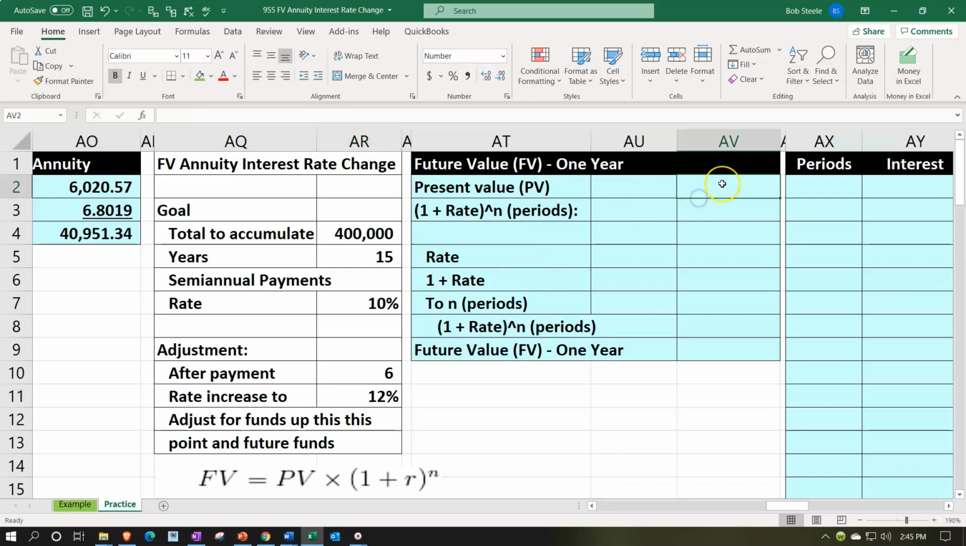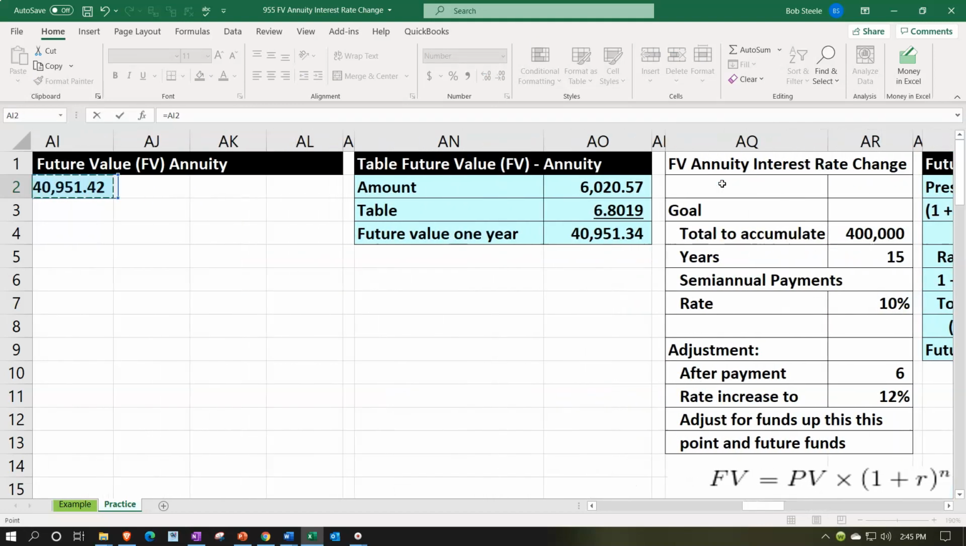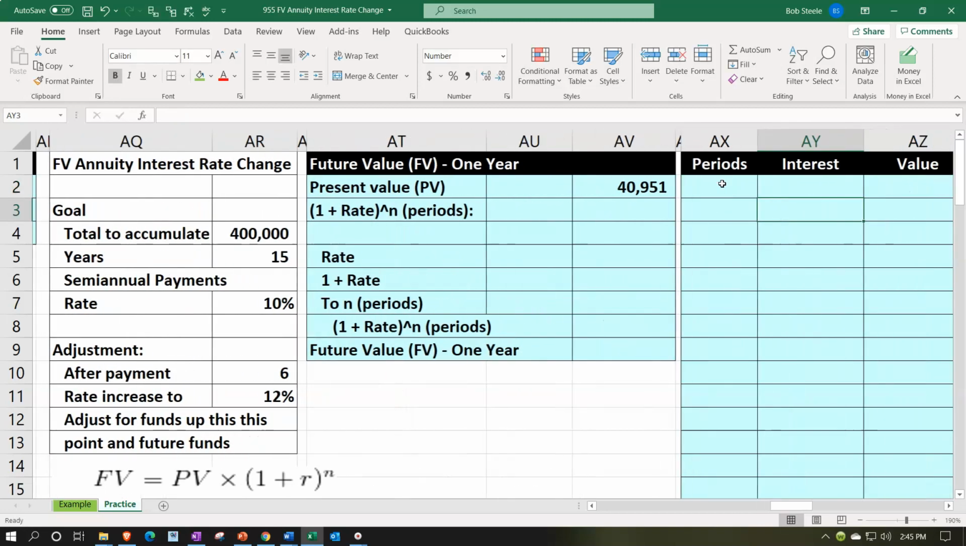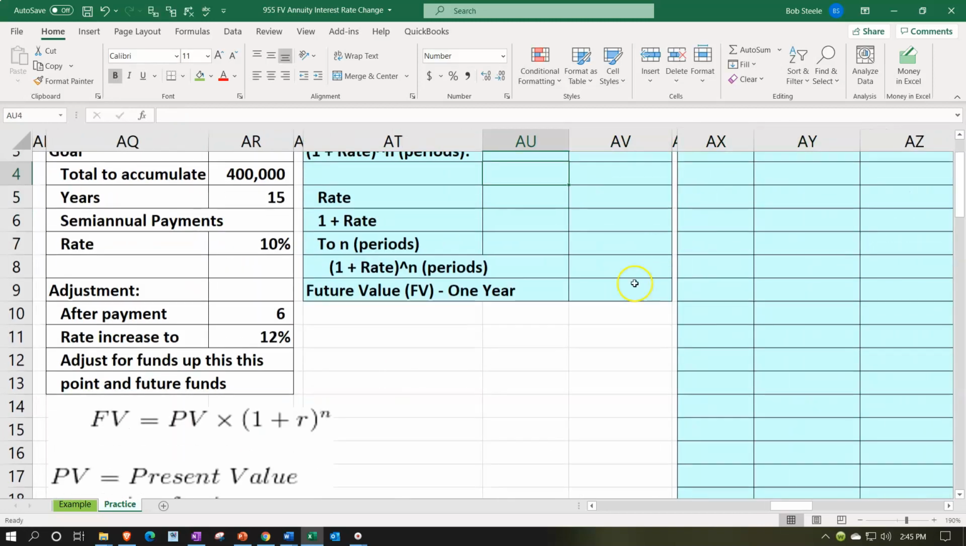So now I'm going to do a present value or a future value of this annuity. So I'm going to pick up the annuity calculation, which is over here. I'm going to say that's that 40,000 because this one's a little bit more exact than the one from the table. And then we're going to do this calculation, by the way.